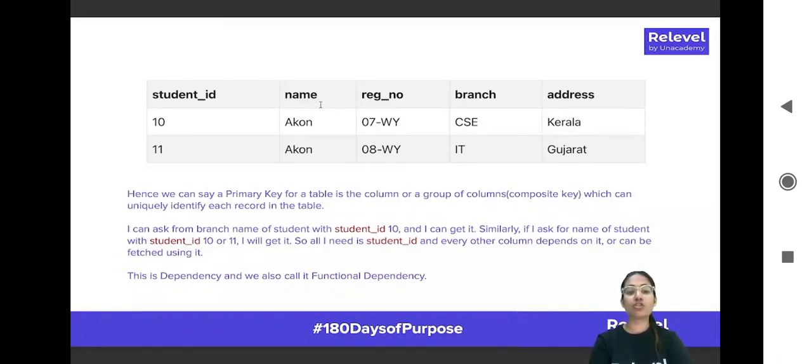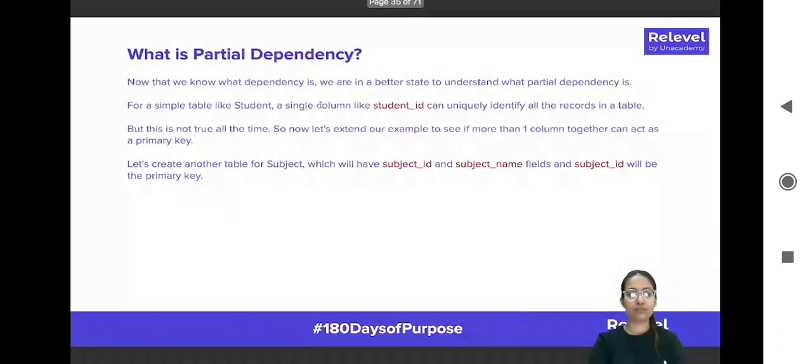Now this is what is called dependency, or rather we call it functional dependency. You can use either name; it's pretty much the same. Now you know what dependency is, but what is partial dependency? Now that we know what a dependency is, we are in a better state to understand what partial dependency is. For a simple table like student, a single column like student ID can uniquely identify all the records in a table. But this is actually not true all the time.